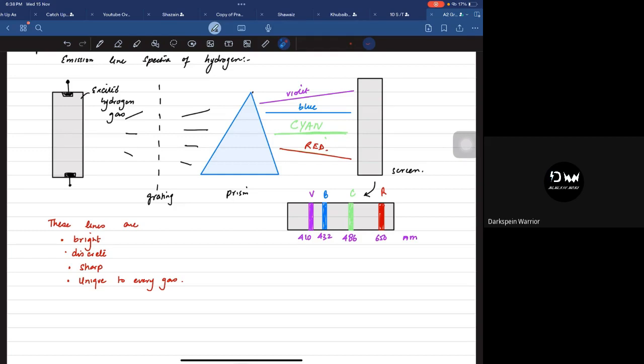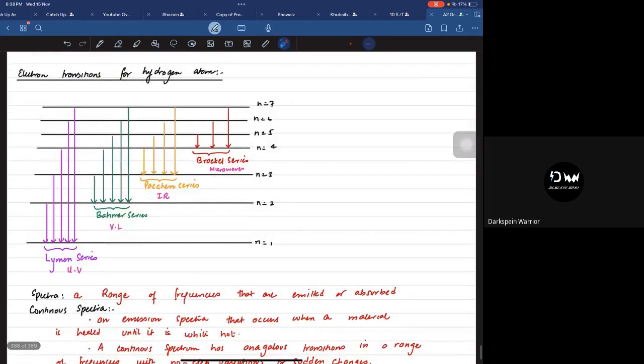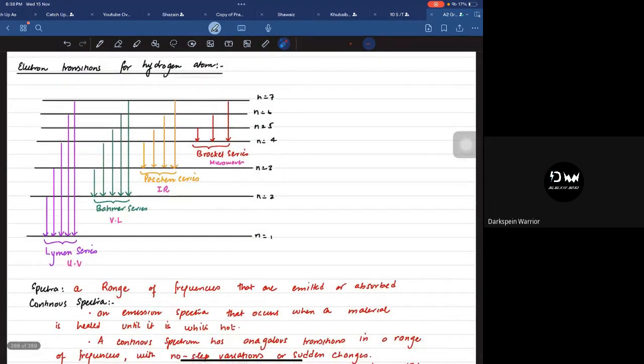Sir, can you scroll up to the electron transition? I need to add the groups, the series. Please write it down. Do you also have to add the part of the spectrum they correspond to, or is that non-essential? It's not very essential. Microwave or infrared, these ones. It's just to show you that the higher jump they make, the higher frequency they have.